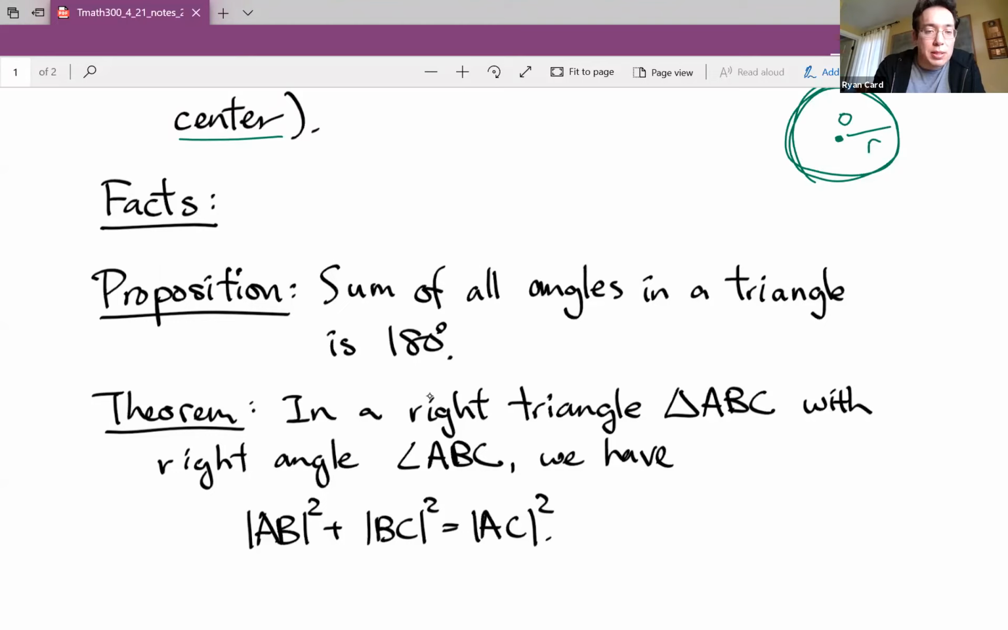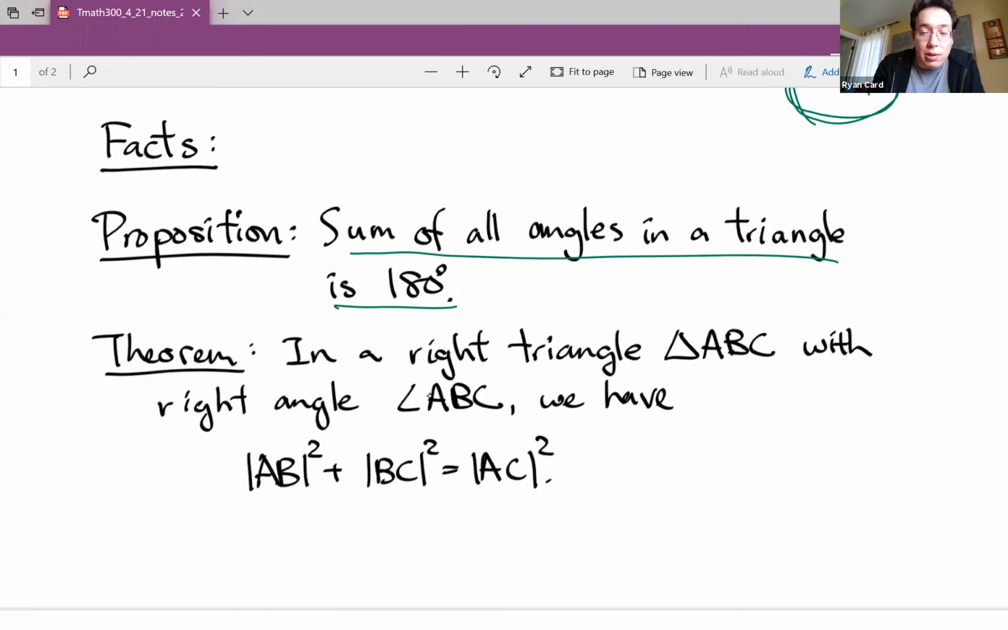So one proposition or theorem that's useful to know is that the sum of all angles in a triangle is 180 degrees. You might remember this from geometry class in high school, or maybe you've forgotten, but it might be useful. Another theorem about right triangles that might come into play is the Pythagorean theorem.